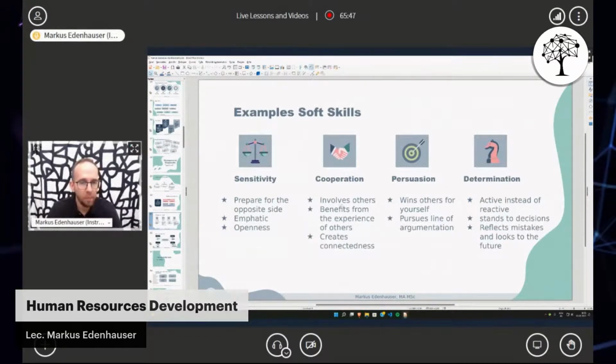Also, cooperation benefits from the experience of others and creates connectedness. So this is also an important point. How could we benefit from the experience of others? That means, could we develop something that a manager and senior manager could really use, the views and the knowledge from the teammates? Persuasion. It's not easy because a manager has to be open and empathetic, but also very strict and persuasive when it comes to argumentation.